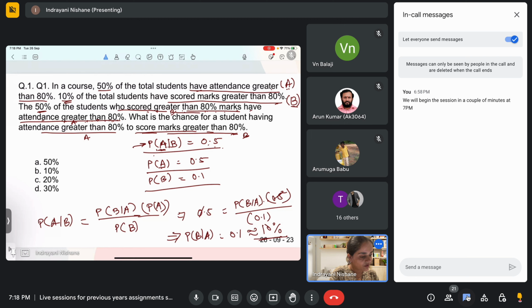Now what is the chance of a student having attendance greater than 80% so that the score is more than 80%? So probability of B we have to find. A is already given. The chance for a student who already has attendance greater than 80%, what is the probability that such a student will score marks also greater than 80%? So what is asked is probability of B given A. Our B is scoring greater than 80%, and our event A, which is already done by the student, is having attendance greater than 80%. So we put everything in the formula and we get the answer.